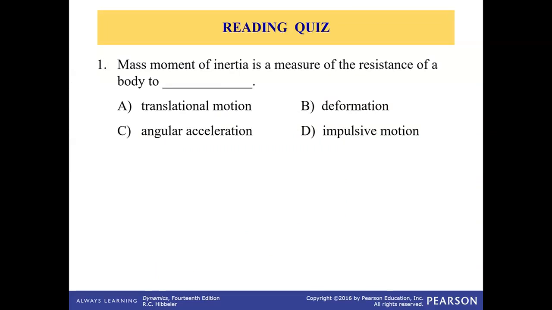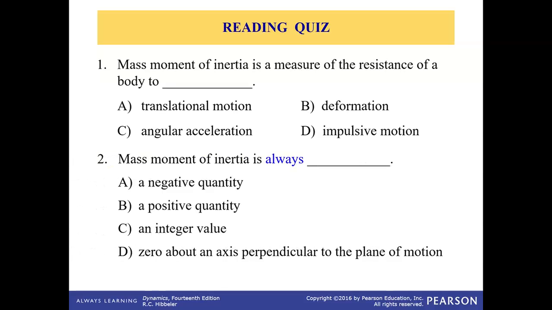So let's look at the reading quiz. Mass moment of inertia is a measure of the resistance of a body to blank. Options are translation motion, deformation, angular acceleration, or impulsive motion. And the correct answer is C, angular acceleration.